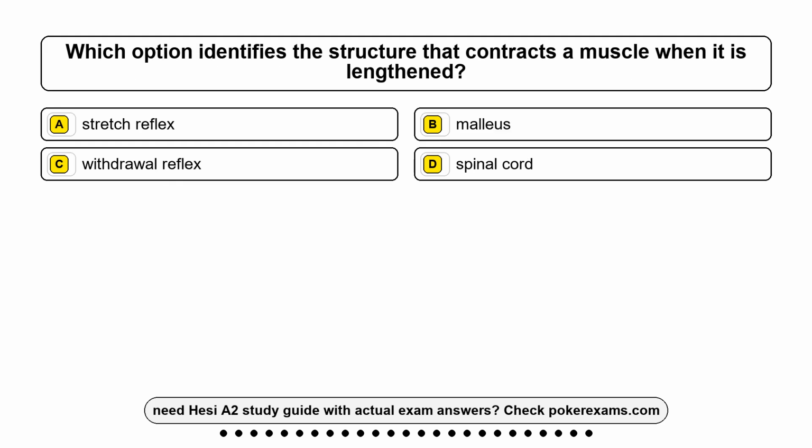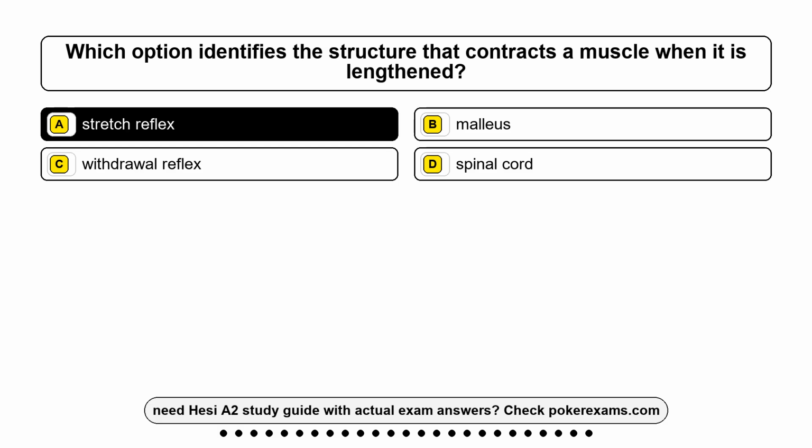Question 22. Which option identifies the structure that contracts a muscle when it is lengthened? Option A, stretch reflex. Option B, malleus. Option C, withdrawal reflex. Option D, spinal cord. The correct answer is option A, stretch reflex.